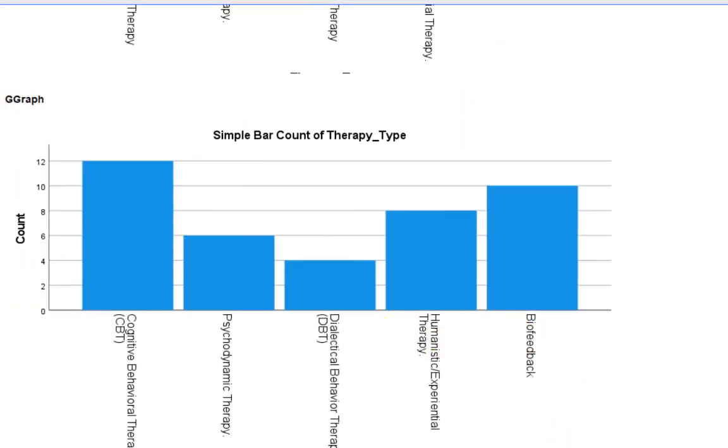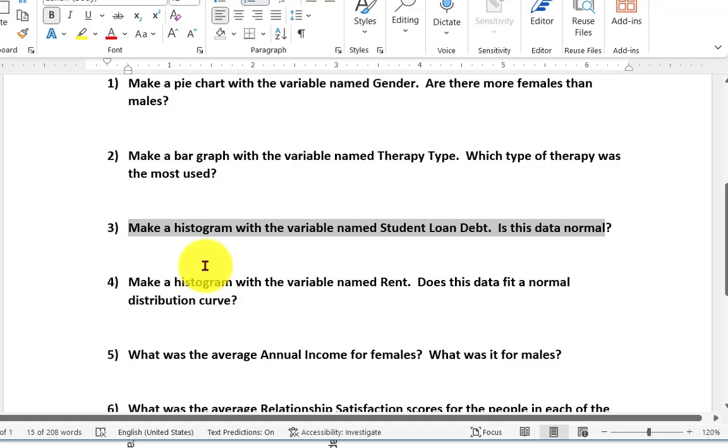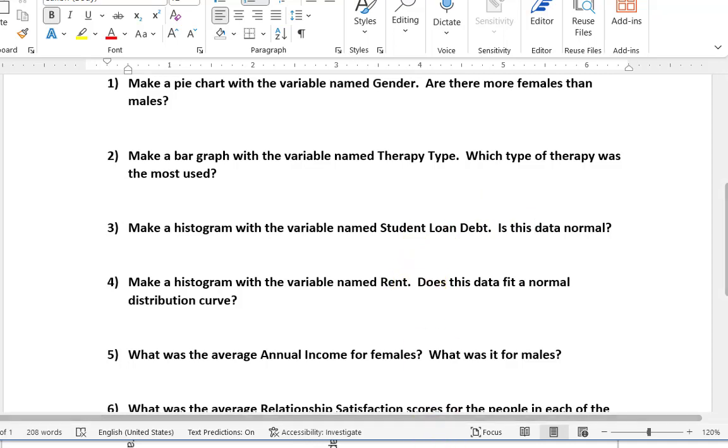All right, moving on. A histogram of everybody's favorite subject, student loan debt. Oh boy, is it normal? Okay, here we go.